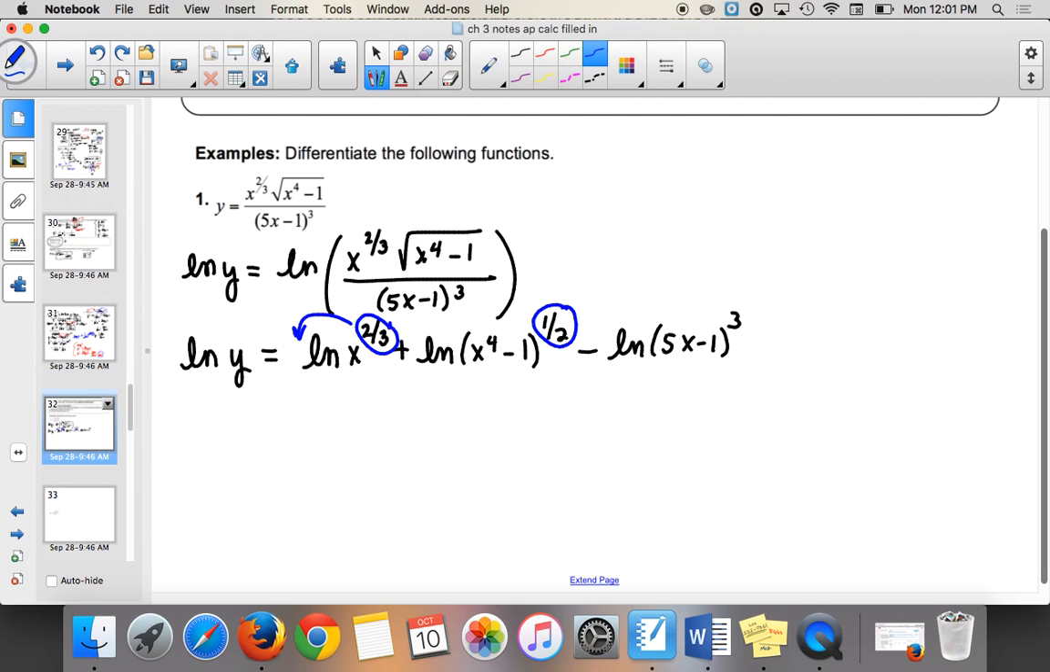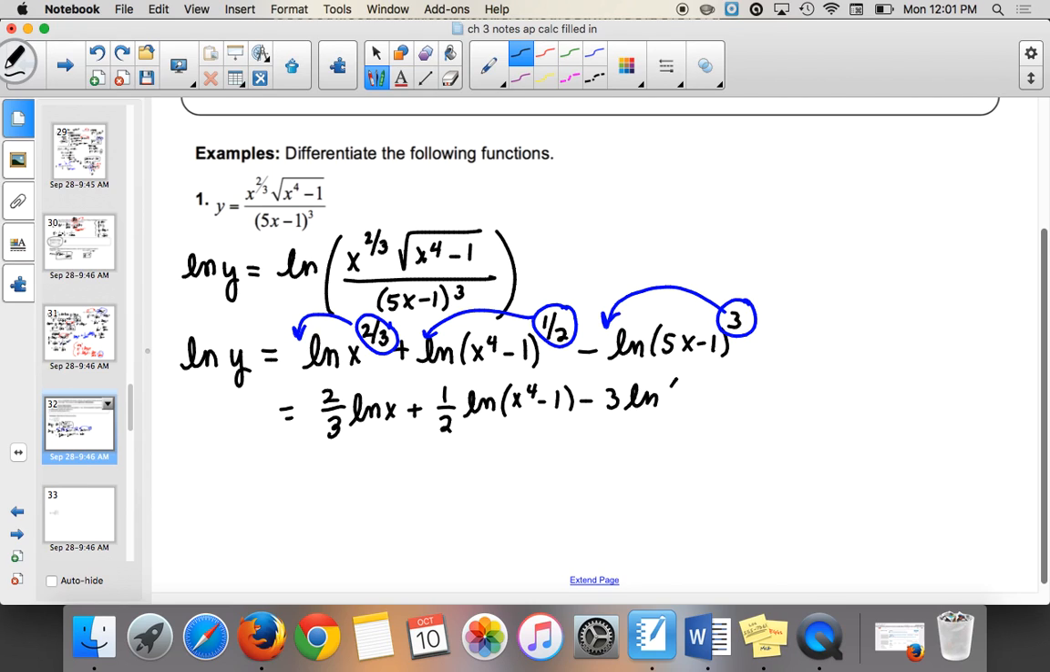Yep. But now we're going to bring those powers to the front, right? So we're rewriting, so we have 2/3 times the natural log of x plus 1/2 times the natural log of x to the 4th minus 1 minus 3 times the natural log of 5x minus 1, like that. And we still have not taken the derivative. It says differentiate. Find the derivative, right? So from here we take the derivative, but we do it implicitly. Remember implicit differentiation? Whenever you have a y, dy over dx.